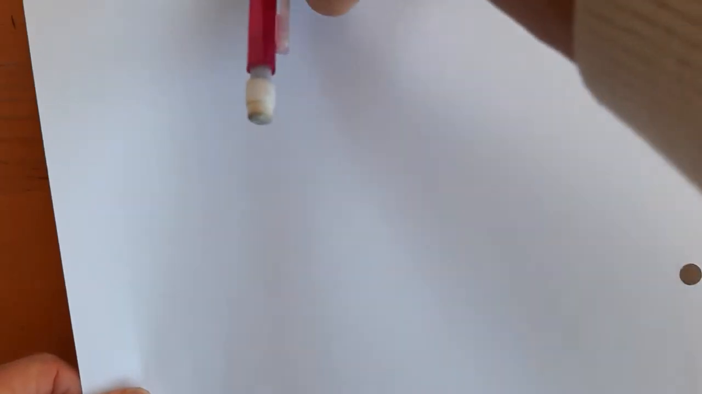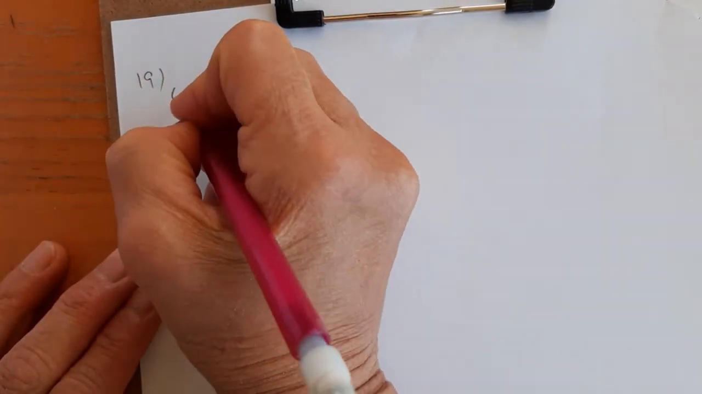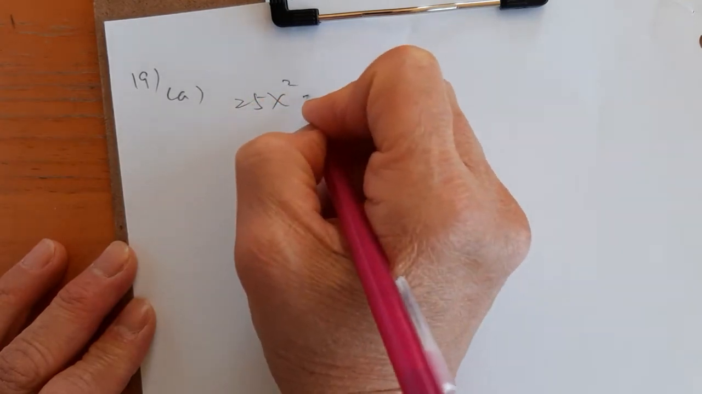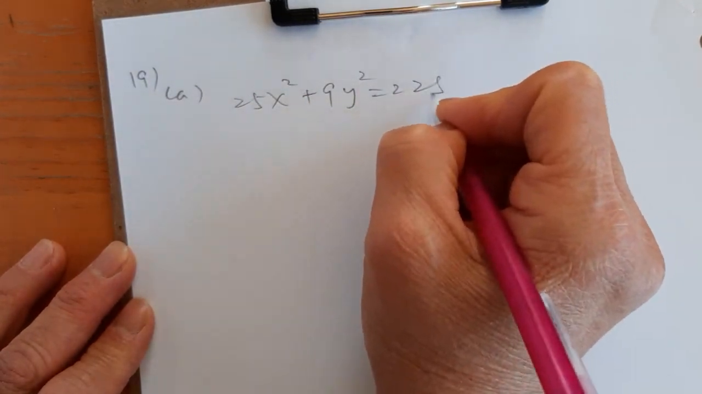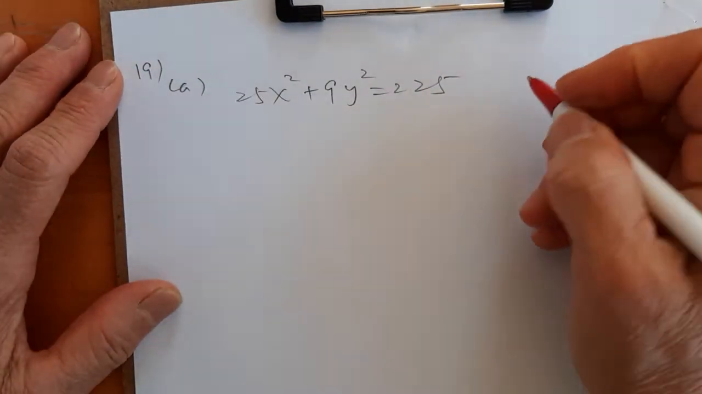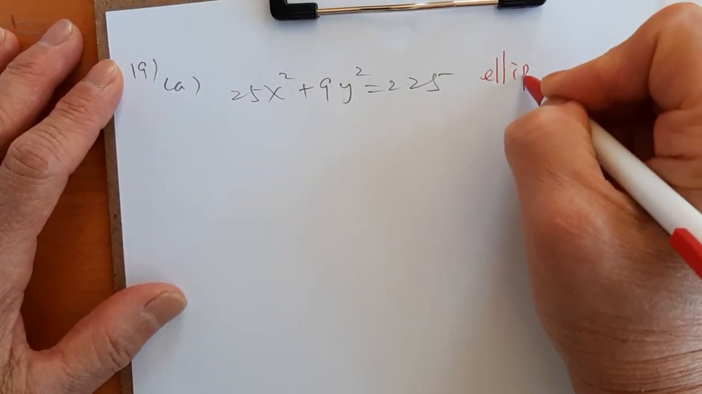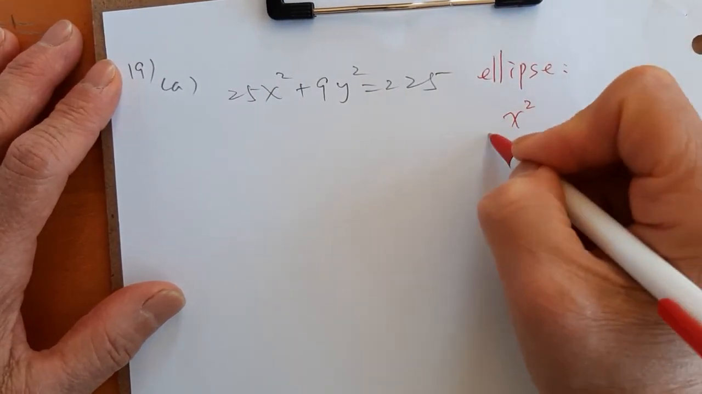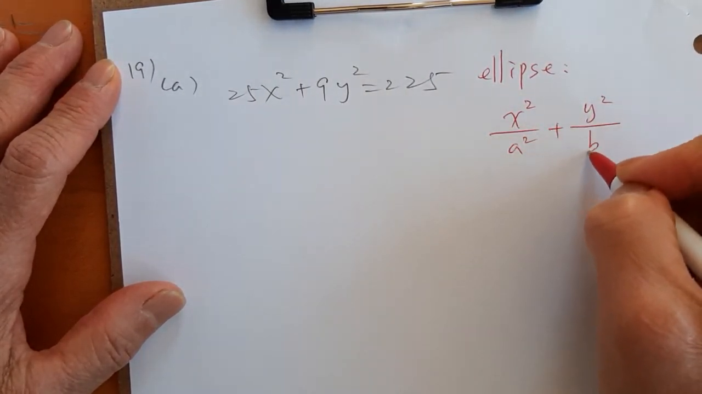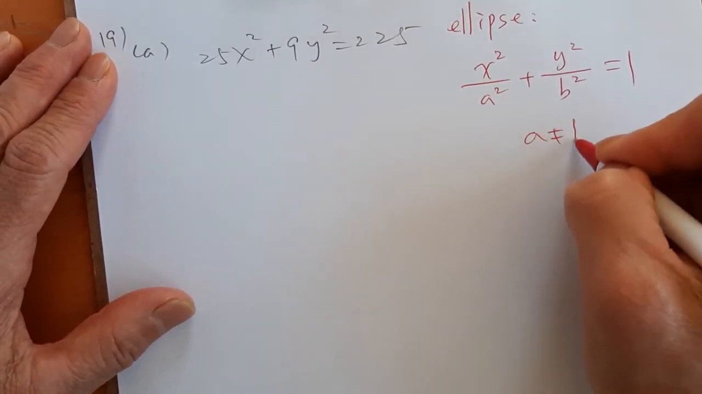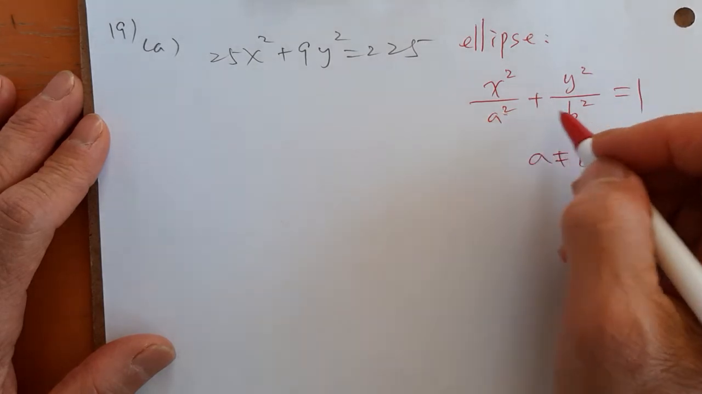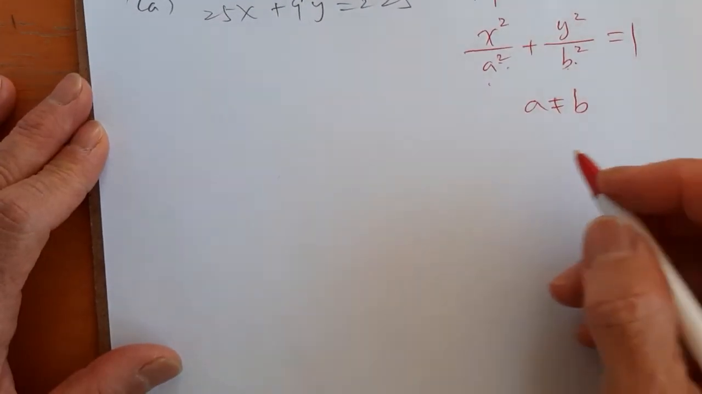Question 19. Draw the graph. Question 19, A: 25x squared plus 9y squared equals 225. Ellipse: the equation is x squared over a squared plus y squared over b squared equals 1, and a and b are not equal. That's an ellipse. If a and b are equal, it is a circle. Hyperbola.